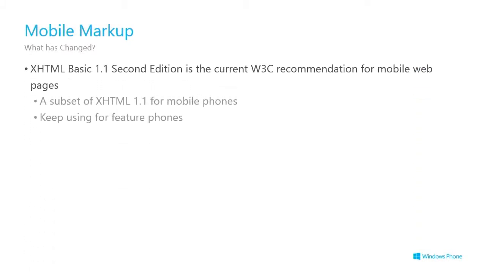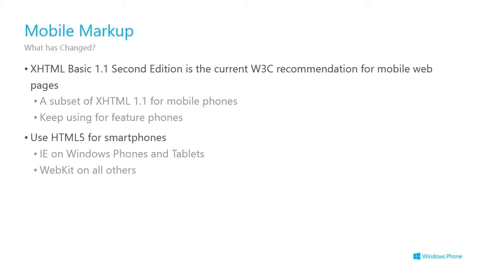So mobile markup. Let me just quickly talk about what's changed. You might be surprised to know that the current recommendation from the W3C for building mobile websites is this thing called XHTML Basic 1.1 Second Edition. Doesn't that sound like a Microsoft product from years ago? Like we're only on second edition? Windows 98 SE or something like that. So anyway, that's actually the current recommendation, believe it or not. It's great for feature phones, your flip phones, things like that.